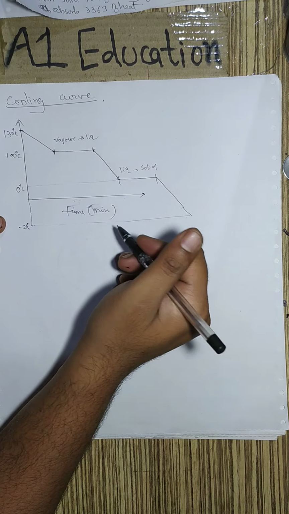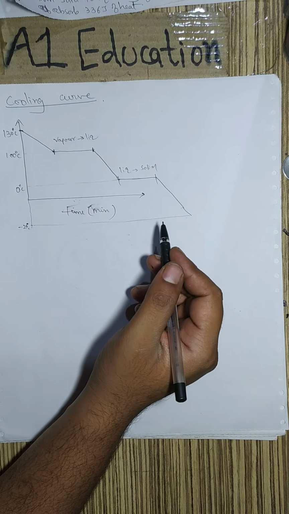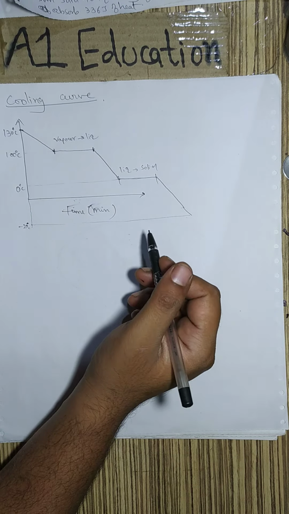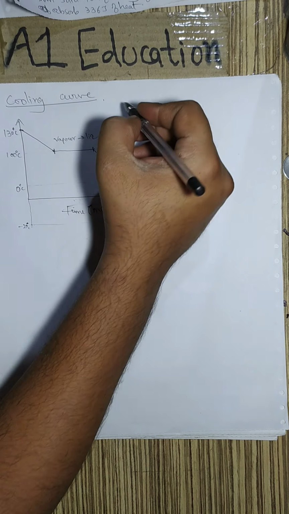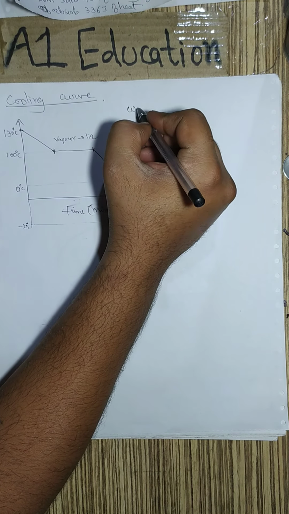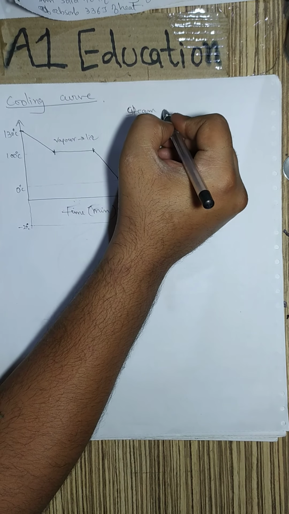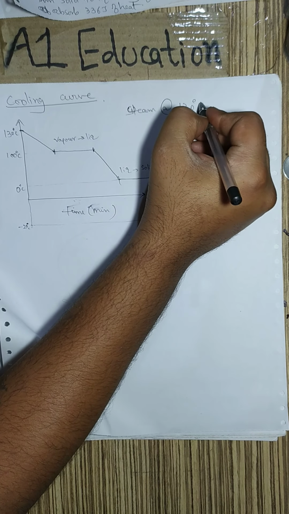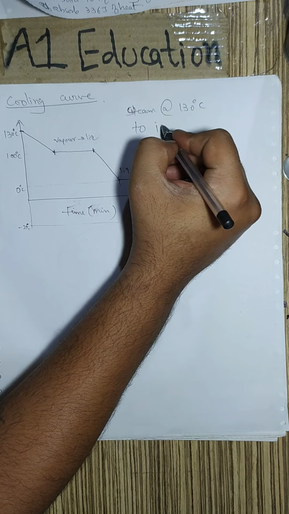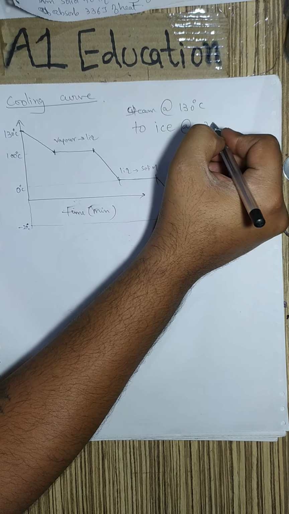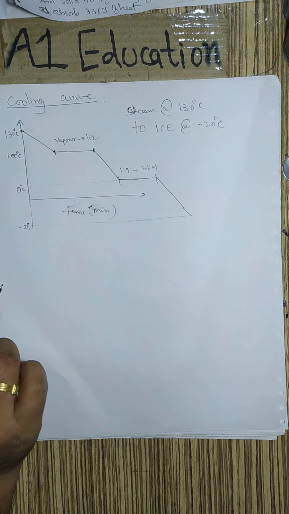Cooling curve or heating curve, they can be drawn depending upon the temperature specified. This is a general cooling curve for the water. This is cooling curve for the steam at 130 degrees centigrade, which gets converted to ice at minus 20 degrees centigrade. So this is a cooling curve.